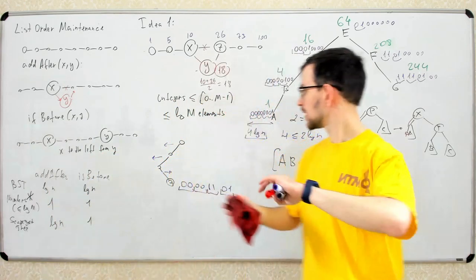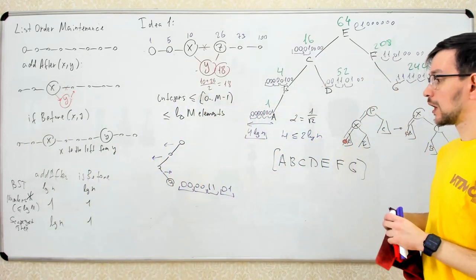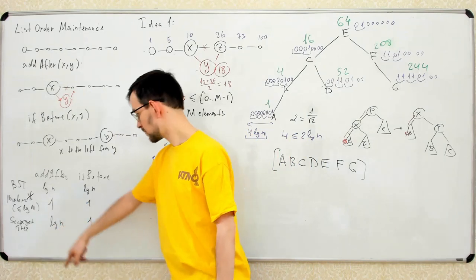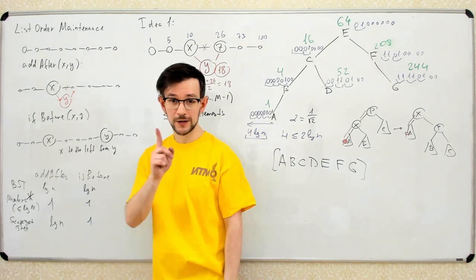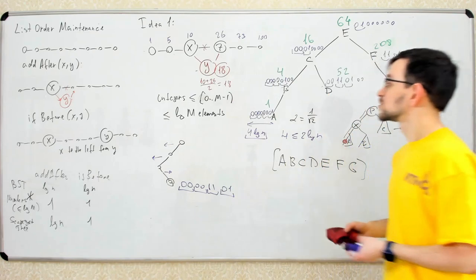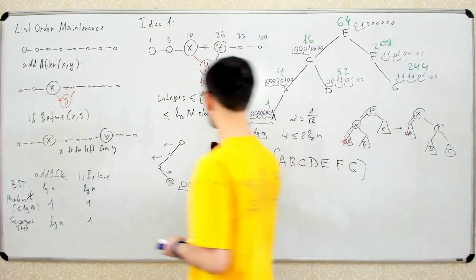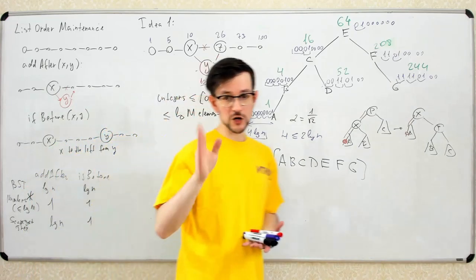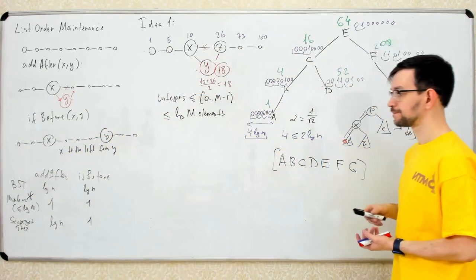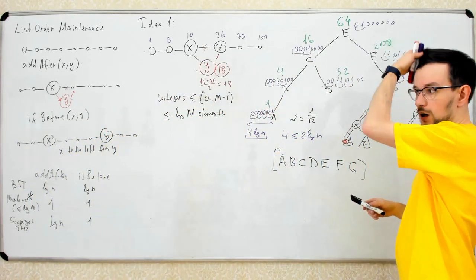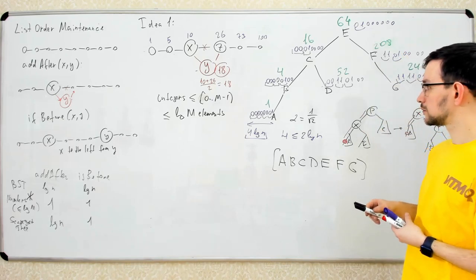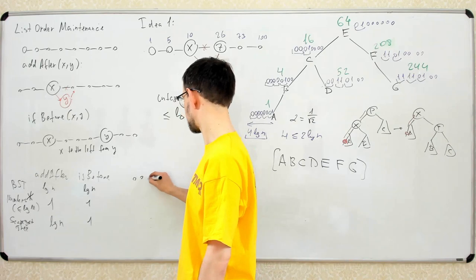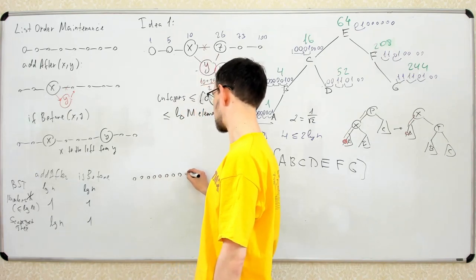Okay, the final point. I still have this log n. I don't like this log n. I want to have both operations in constant time. So the final thing. How to make both operations in constant time? Very simple, actually. We will do it in the following way. So let's look at our, so this is our linked list.